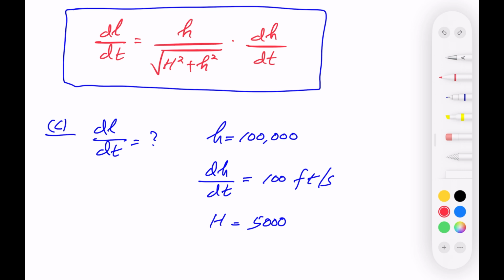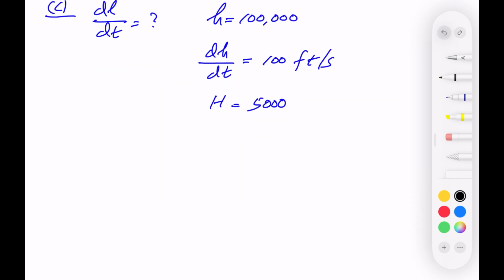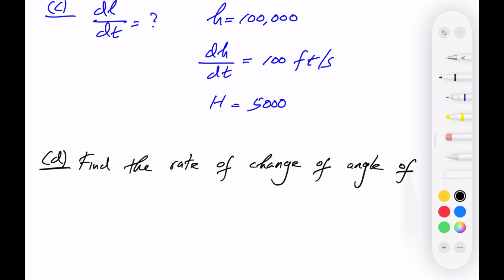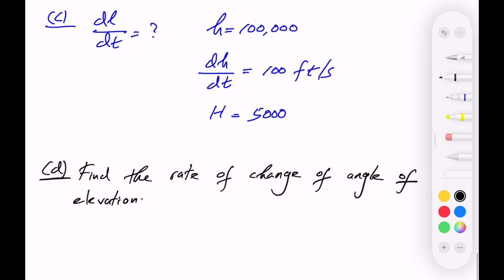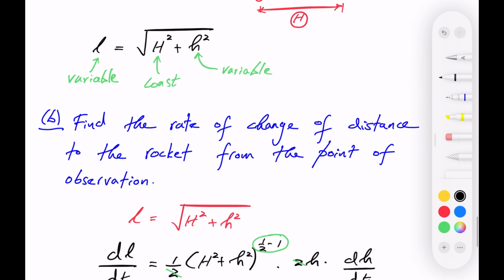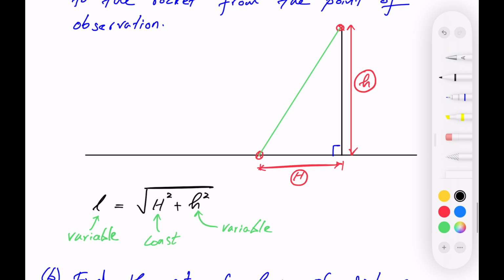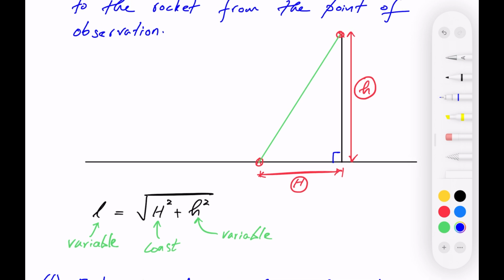I'm going to also introduce a part D. Here is your part D. Find the rate of change of the angle of elevation. So what's the angle of elevation? Let's go back to our figure. Right here, we have the complete setup shown. Angle of elevation is right here, this angle. Let me label this angle as angle theta.